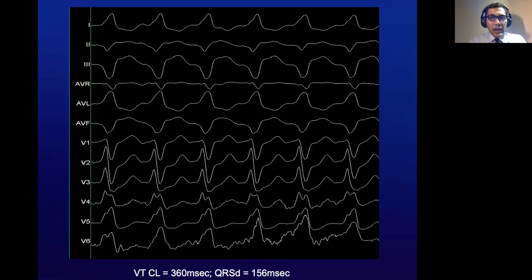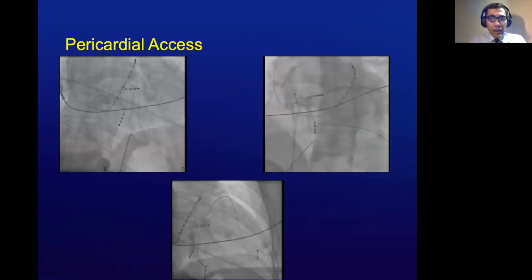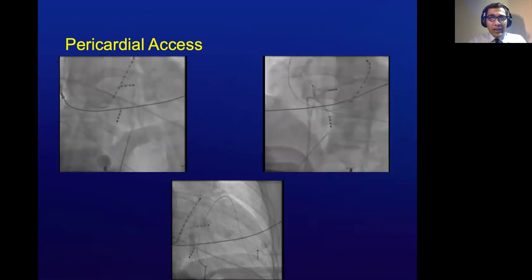Epicardial access was taken after inducing this VT, which was similar to the clinical VT. Cycle length of the VT was 360 milliseconds with a QRS duration of 156 milliseconds. Pericardial access was safely taken, and a dry access was confirmed, and a Gillis sheath was placed in the pericardium with a catheter in situ.